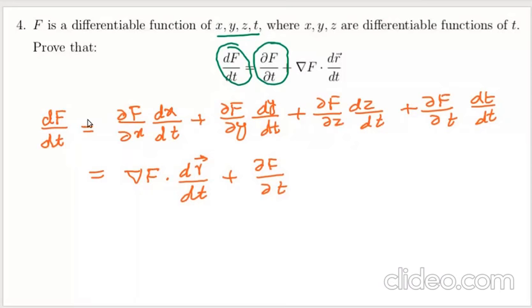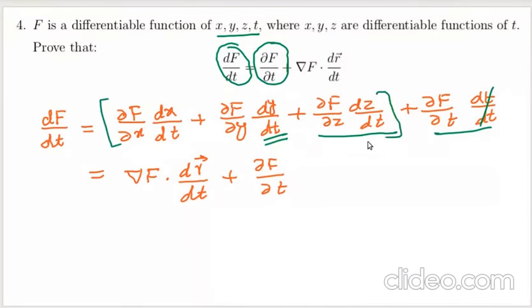To prove this relation, we are differentiating this function f with respect to time, but this f is a function of 4 different variables. So firstly, we will differentiate this function partially with respect to x, then take the complete derivative of x with respect to t, then take the partial derivative with respect to y and the complete derivative with respect to y. Similarly, you will do it for z and t also. As you know, dt by dt is 1 only, so it will give you del f by del t.